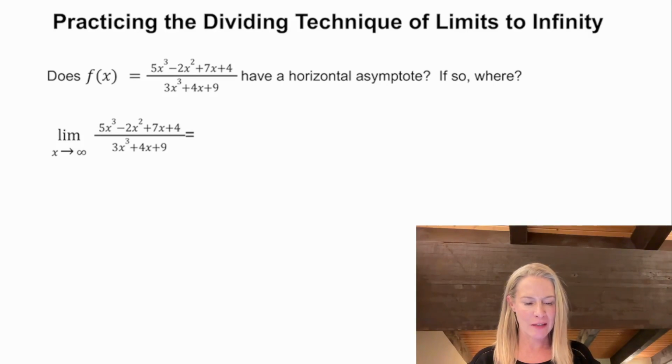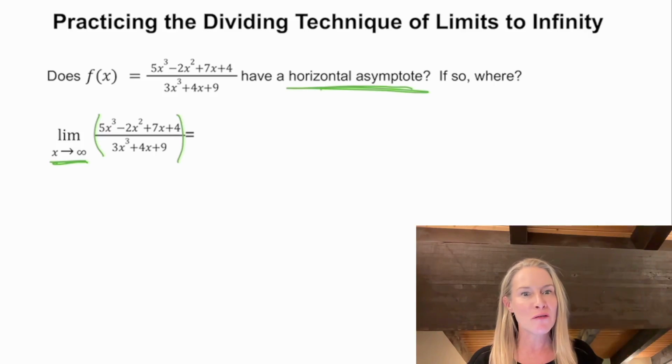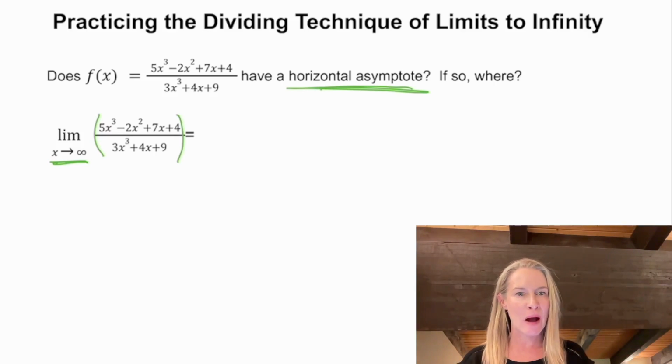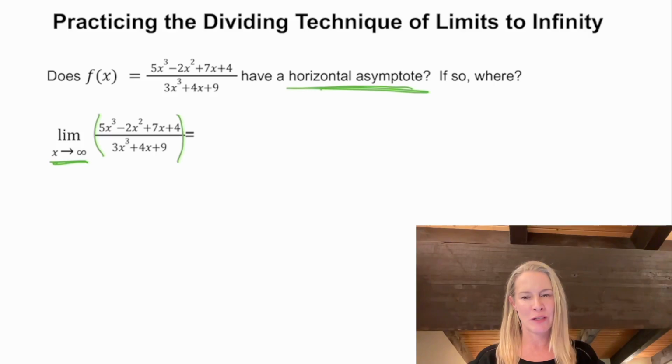This next problem asks if this function f of x has a horizontal asymptote. Of course, anytime you're looking for a horizontal asymptote, that means you need to investigate the limit as x goes to infinity. And once again, we have this nice rational function, and I'm going to use the dividing technique. I'm going to find that highest power of x, I see x cubed, and I'm going to divide each and every piece by x cubed. Now, I'm going to fast forward through this a little bit, so feel free to pause the video so that you can keep up.